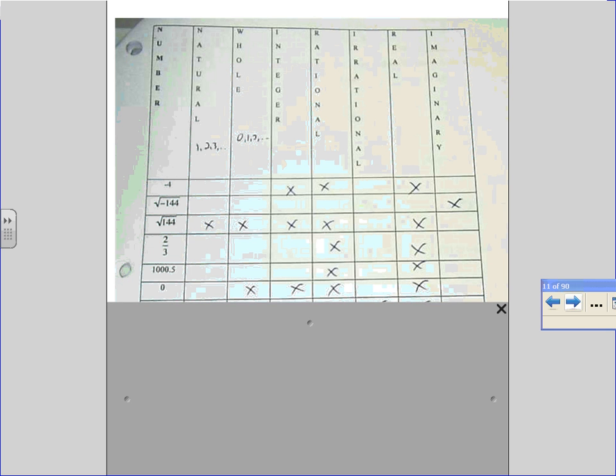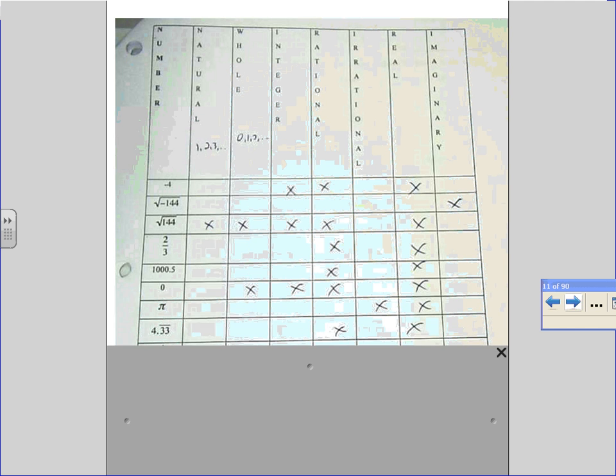Good job. Emma H, pi. Great job. This is the crazy one. Irrational, real. Doug, 4.33 repeating. Nope. That's not completely crazy. Matt? Yeah, that one's more rational because the decimal's repeating. Okay.